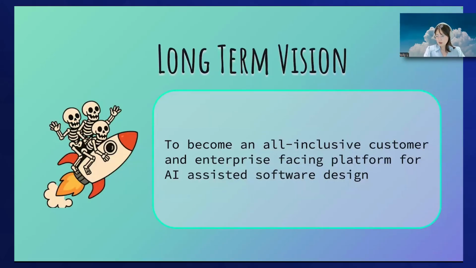Okay, so let's talk a little bit about long-term vision as well too. Where are we heading with this? So right now, we're just focusing on relational database design only, but theoretically, once we've built up an established platform, adding support for additional dev tools is actually pretty feasible. So longer term, we'd like to become an all-inclusive AI-assisted dev design platform, sort of in the vein of other dev tool companies like Datadog and Amplitude. So how do we get there?